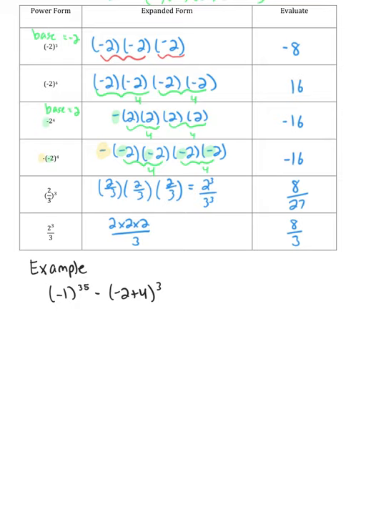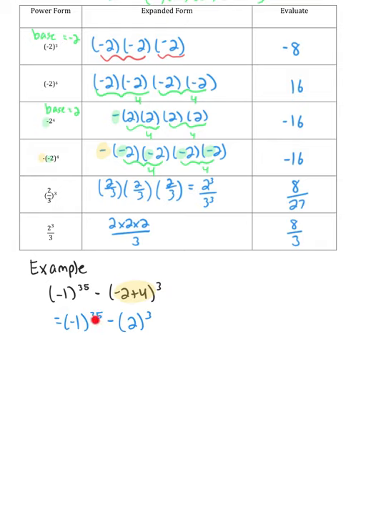So let's look at an example where we can apply these exponent laws. So here I have -1 in brackets to the exponent 35, take away -2 plus 4 in brackets all cubed. So to evaluate this expression, I need to follow the order of operations. So I notice that I have brackets and I have -2 plus 4 in the brackets. So I'm first going to simplify that and I get -1 to the 35 minus 2 cubed, because -2 plus 4 is 2. And now I'm going to apply both the exponents.